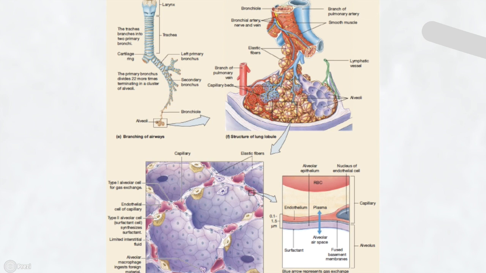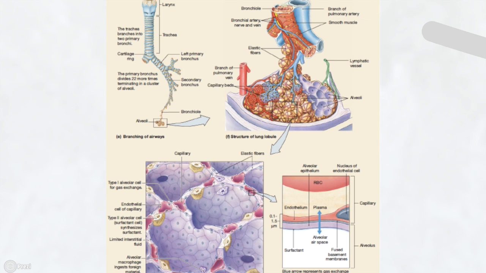The image below shows the branching of the airways starting from the larynx descending to the alveoli, as well as the structure of the lung lobule with bronchioli, the smooth muscle, the branch of the pulmonary artery, as well as the elastic fibers, lymphatic vessels, the alveoli, and the capillary beds. Below that is the alveoli structure, with the type 1 alveolar cell for gas exchange, the endothelial cells of capillary, the type 2 alveolar cells, the limited interstitial fluid, and the macrophages that ingest foreign material.